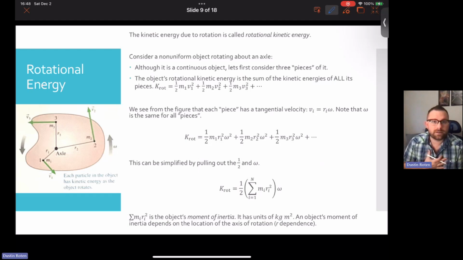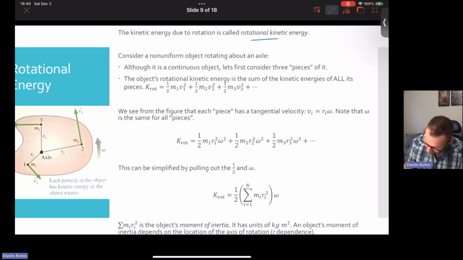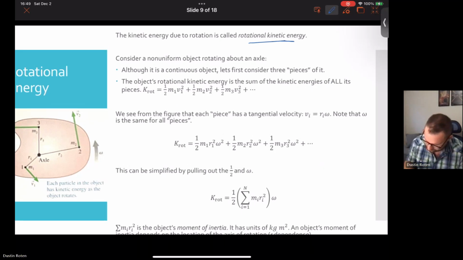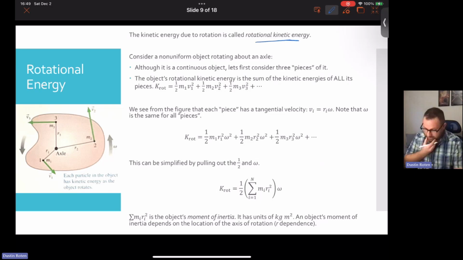All right, so the kinetic energy due to rotation is called rotational kinetic energy. Instead of just the dynamics, we're going to talk about the energy of these things. So how might we calculate this rotational kinetic energy? Essentially, the idea is, if we consider a uniform object, or a non-uniform object, rotating about an axle, okay, so we have that here. This is our non-uniform object. It looks really weird, and it's going to rotate about this axle.